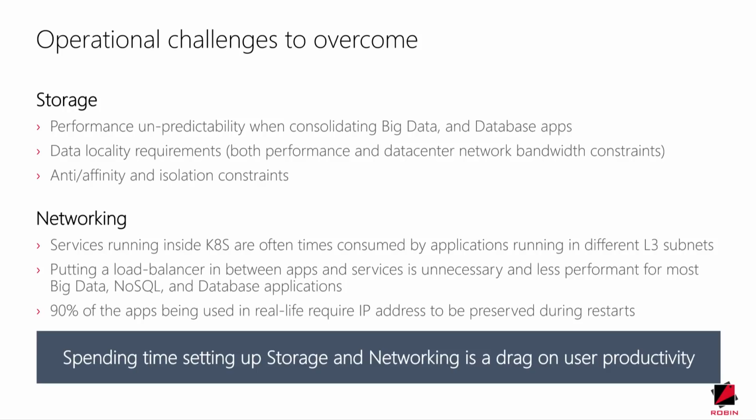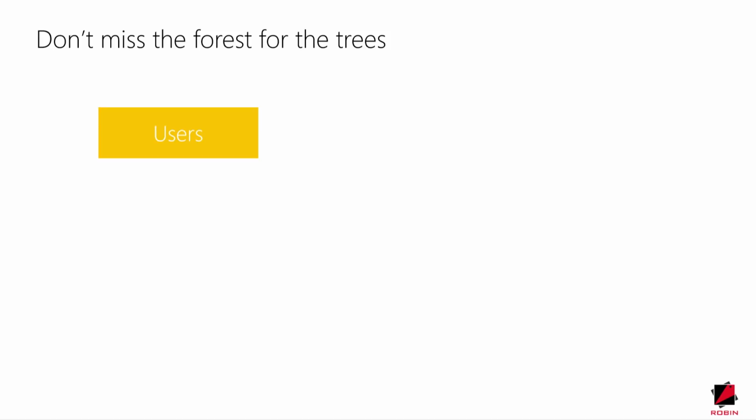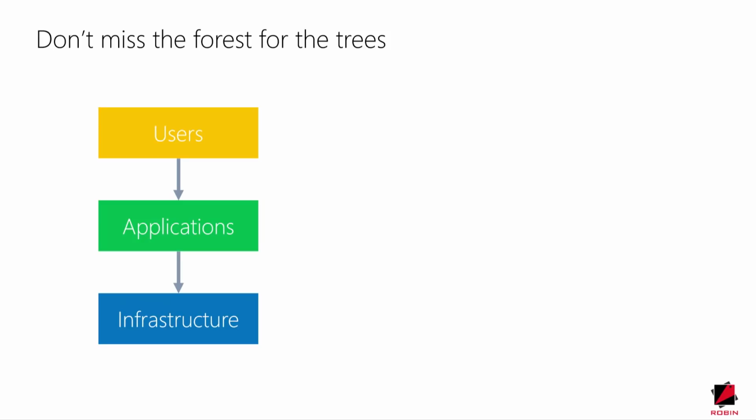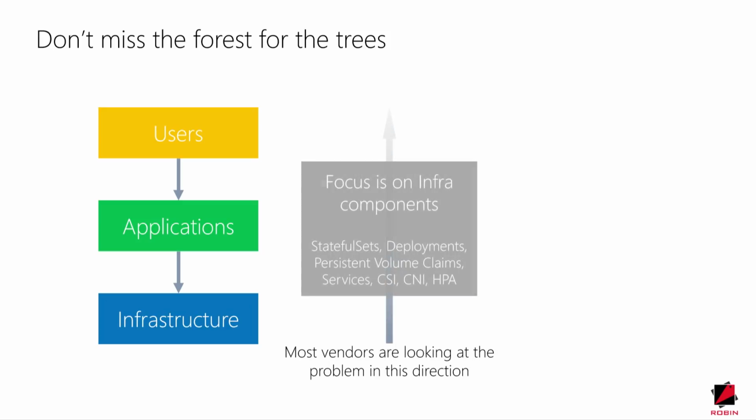So let's look at it from this perspective. Users interact with applications. Or rather, users consume applications, and applications consume infrastructure, right? So if you look at it from this perspective, the sole reason why infrastructure exists is to serve the needs of your application, and by extension, the requirements of the user. When you look at the forest, this is how we are solving it. You're looking at it from the wrong direction. You're looking at it from the infrastructure up into the app to the user.